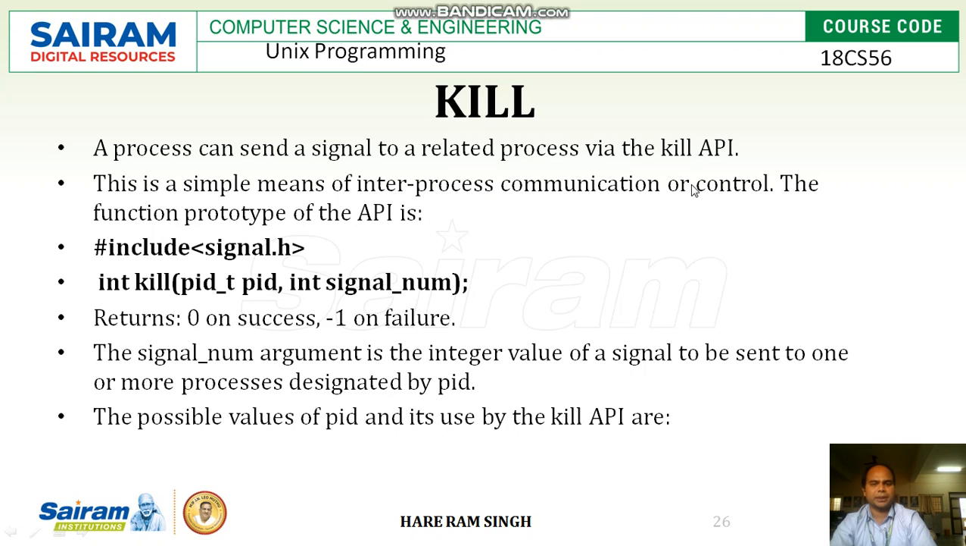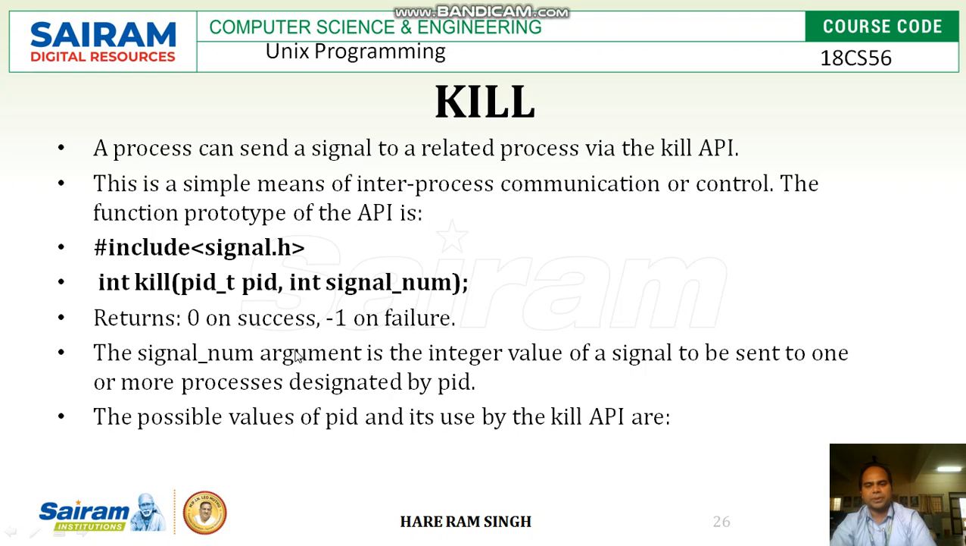The prototype of the kill API is: int kill(pid_t pid, int signal_num), with #include <signal.h>. It sends a signal to a related process in order to do inter-process communication. It returns 0 on success and -1 on failure. Here the signal_num argument is the integer value of the signal to be sent, and it will be sent to the process whose PID value is mentioned here.